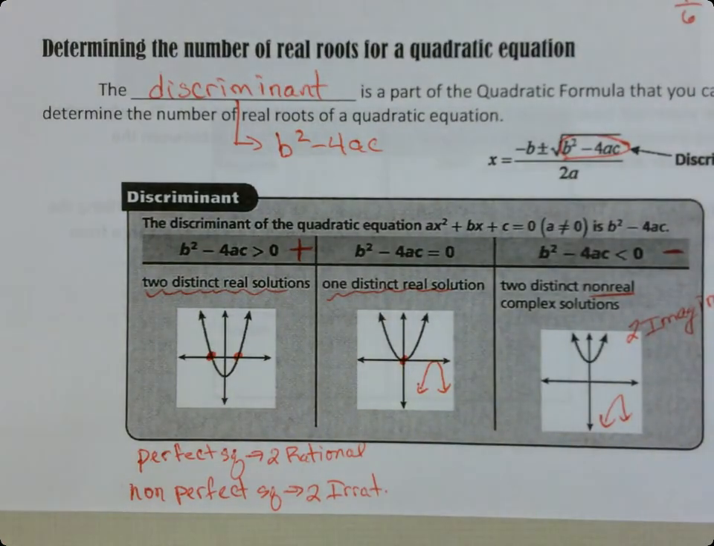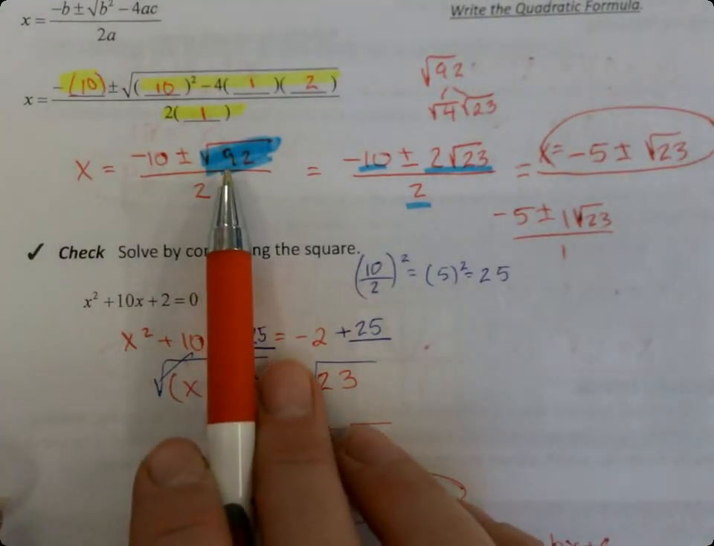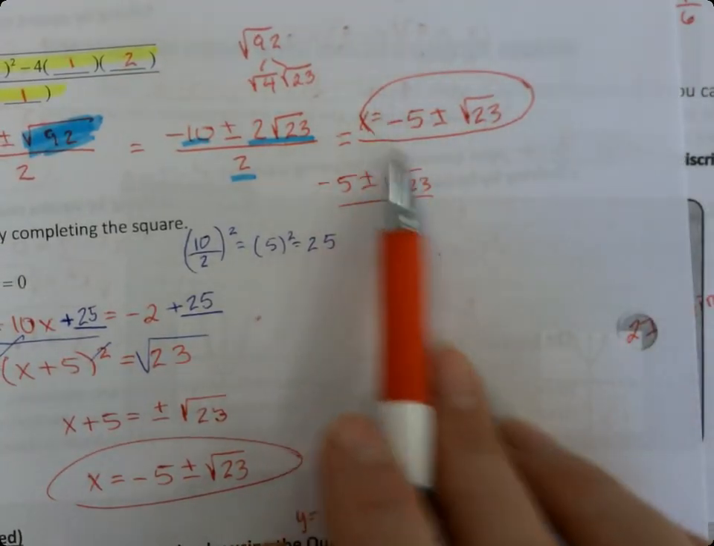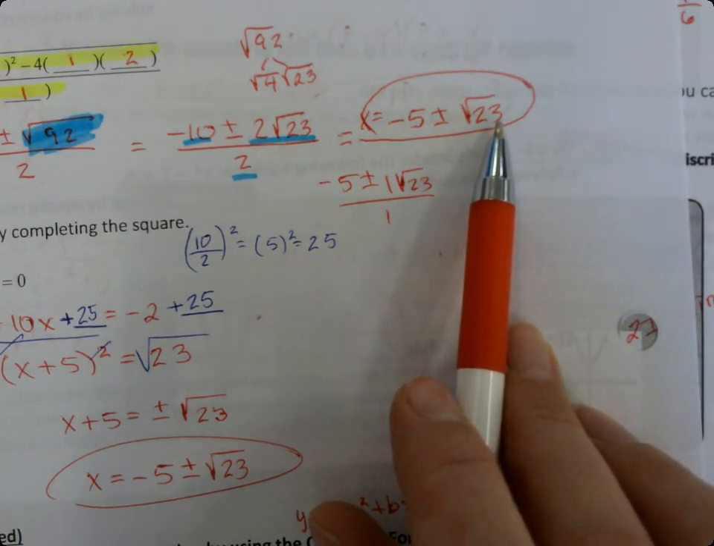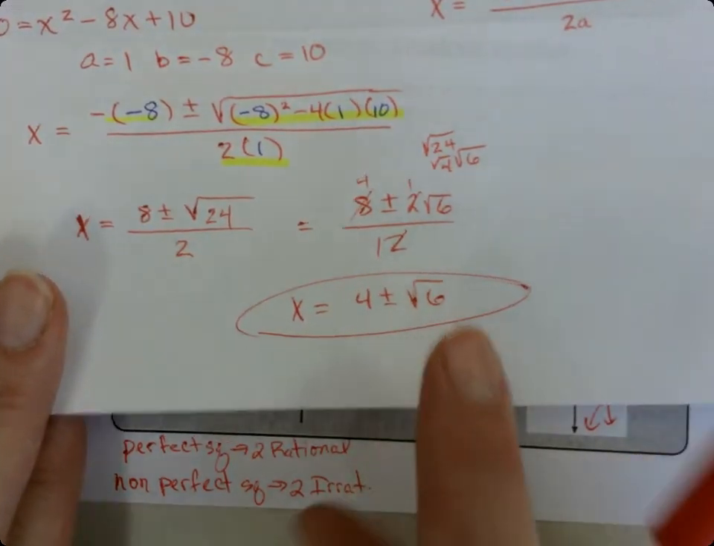If we go back to this first example, I had the square root of 92. Is 92 a perfect square? No. If I plug this in the calculator even broken down, I will get a decimal. And it will be an irrational number because that decimal will not repeat and will not terminate. Okay? Same thing here. Irrational number because the square root of 6 doesn't break down nicely.